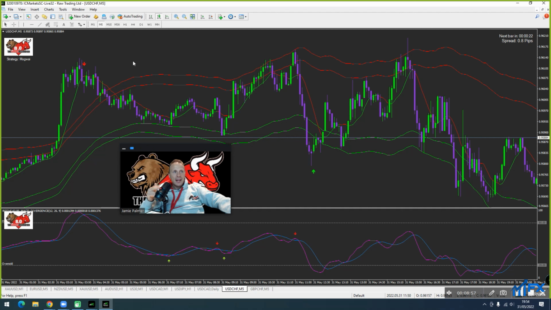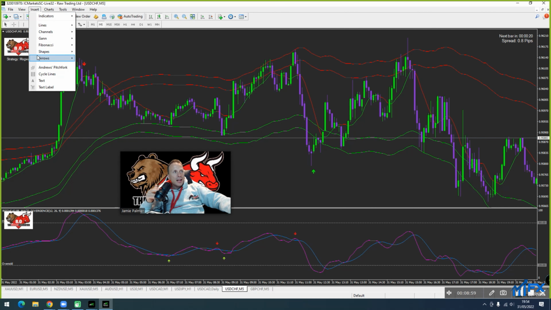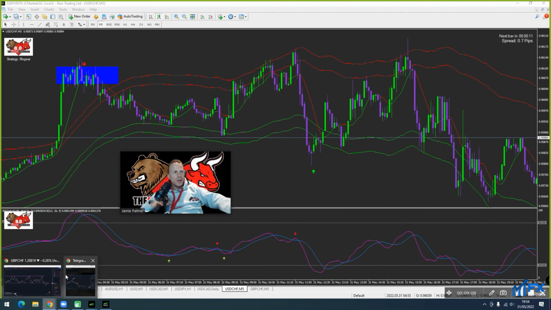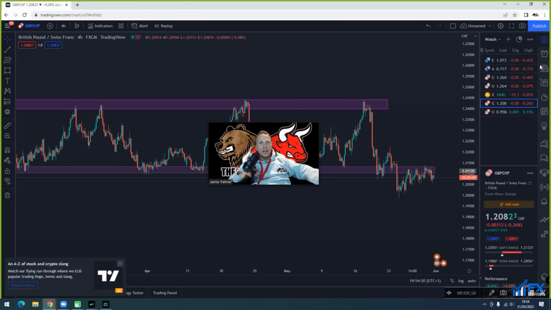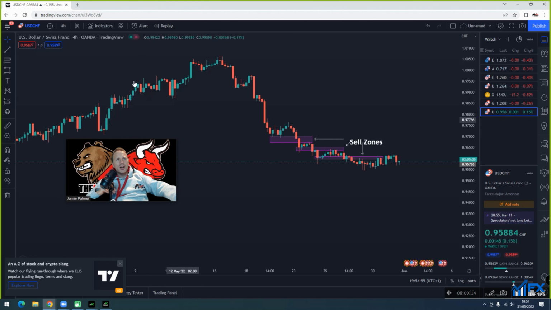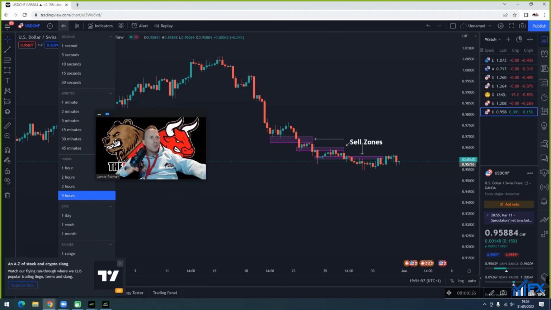Okay, so again, this area here is an area that interested me. It was this area here that I wanted to sell USD Chf. So again, let's go back to TradingView now, and let's have a look at, I think it's there. Here we go here. Okay. So I actually marked this up. It's funny because I actually marked this up.